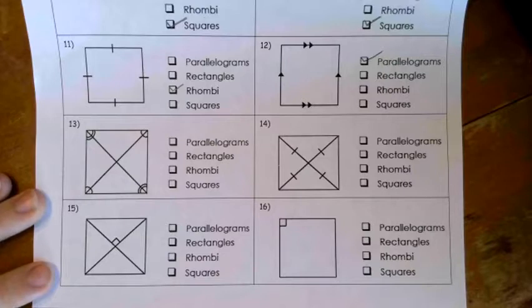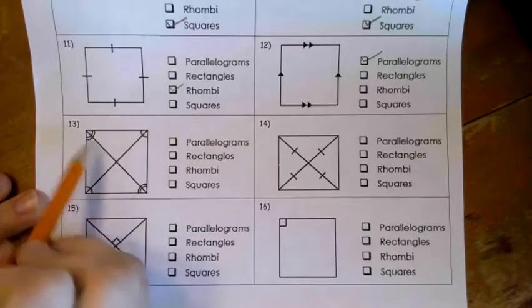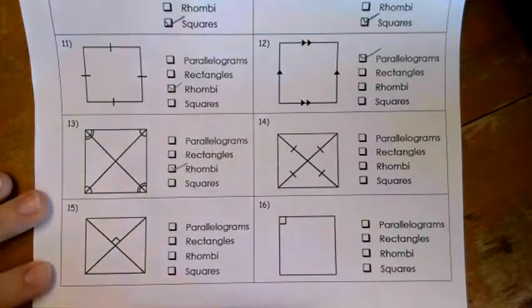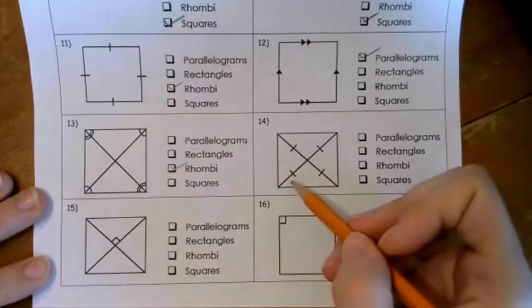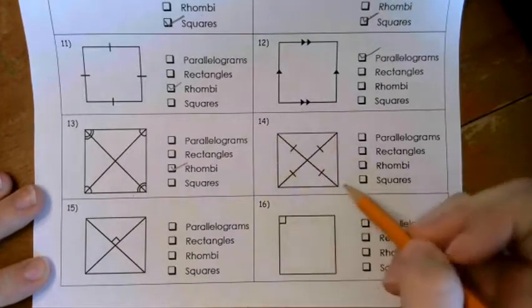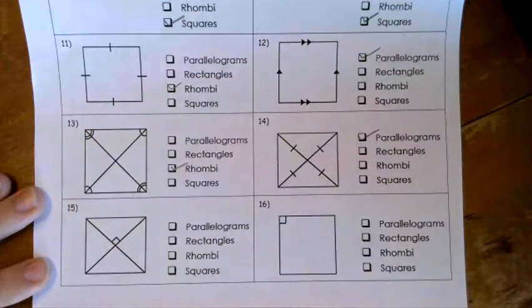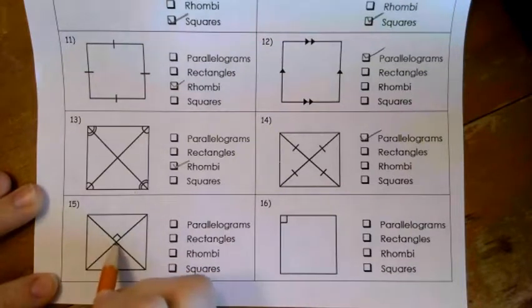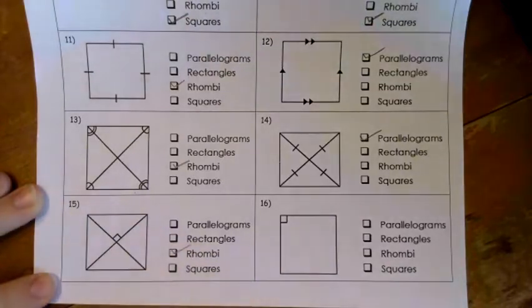For number 13, we have the opposite angles are bisected. So this is a rhombi. For number 14, we have that the diagonals bisect each other. That's a parallelogram. For number 15, we have that the diagonals form a perpendicular, right? There's a 90 degree there. That is a rhombi again.